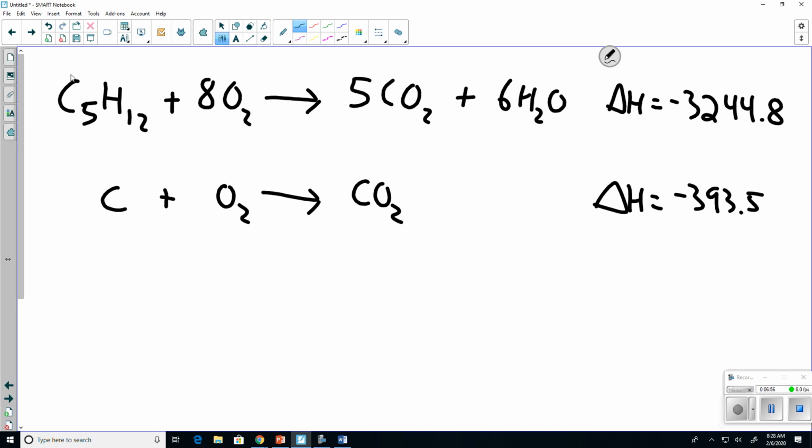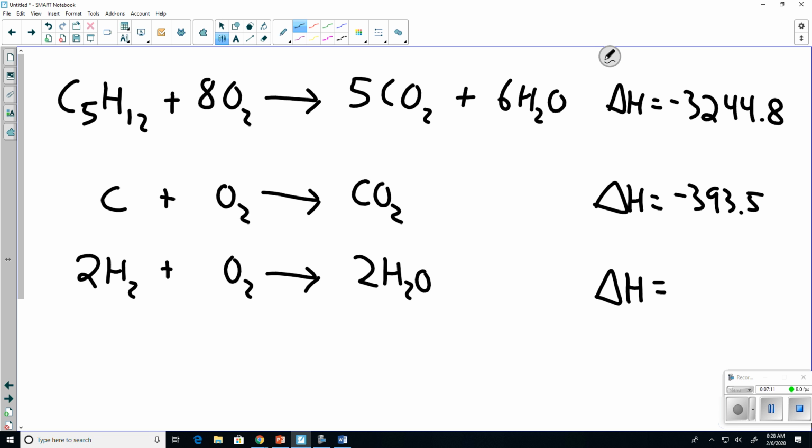Synthesis of water vapor. 2H2 plus O2 yields 2H2O. And the delta H for that reaction is negative 483.5.